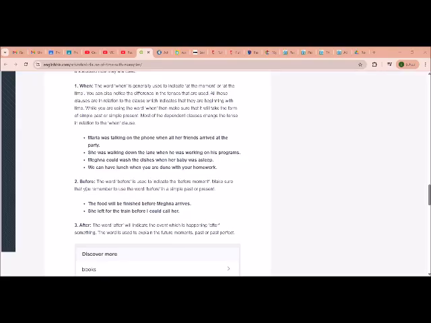Jennifer, let's go with before. Yes, before. The word before is used to indicate the before moment. Make sure that you remember to use the word before in a simple past or present. The food will be finished before Megna arrives. She left for the train before I could call her. Good. Now, before is much more flexible. We can use before in almost all of our expressions because it's pretty simple.